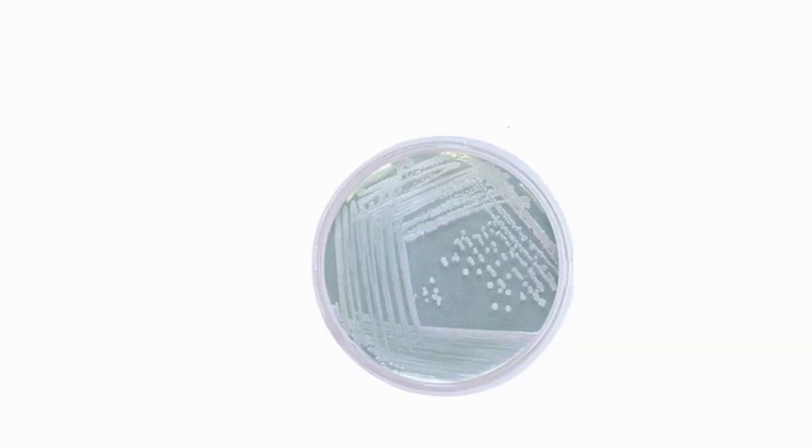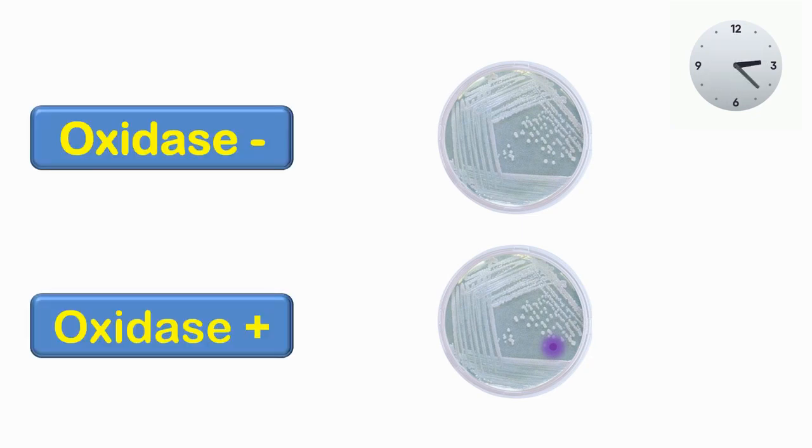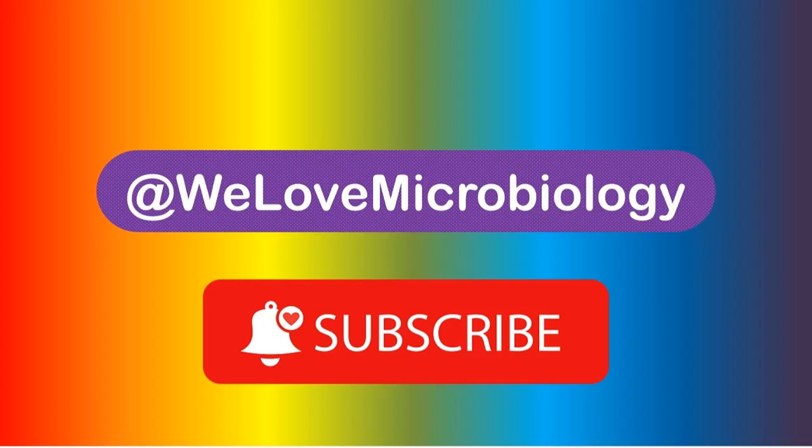Another method is the direct plate method, in which we directly place 1 to 2 drops of oxidase reagent onto the well isolated colony of bacteria on a nutrient agar plate. Observe for the color changes. The interpretation is similar to that of the filter paper method described above, where oxidase positive organisms will change the color to dark purple in 5 to 10 seconds and oxidase negative will show no color change.